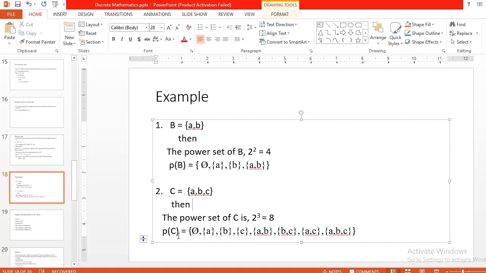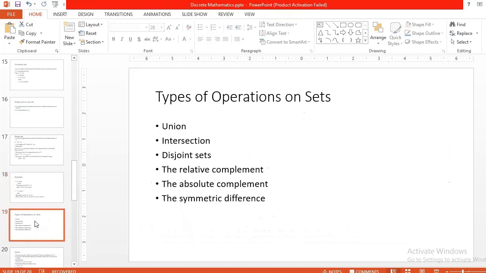So see here, the power set of C is equal to the 5 first elements. Always there will be the 5 first elements. Then set A, which is a subset of set C. Set B, which is a subset of C. C is also a subset of C. And AB, BC, AC and ABC. Understood? The collection or family of all the subsets of a particular set. So as you have seen in the definition of the power set, these are all about the power set and its notation.